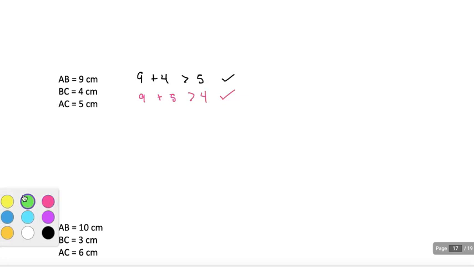Check. And then lastly, I'm just going in order, so I did 9 plus 4 greater than 5. Then I did 9 and 5 greater than 4. And now we're going to do 4 and 5. 4 plus 5 must be greater than 9. And this one is not a check, right? So 5 plus 4 is equal to 9, but not greater than 9. So this one is not a triangle, right? And if we try doing this on the constructions, you'll see that this will fail as well.